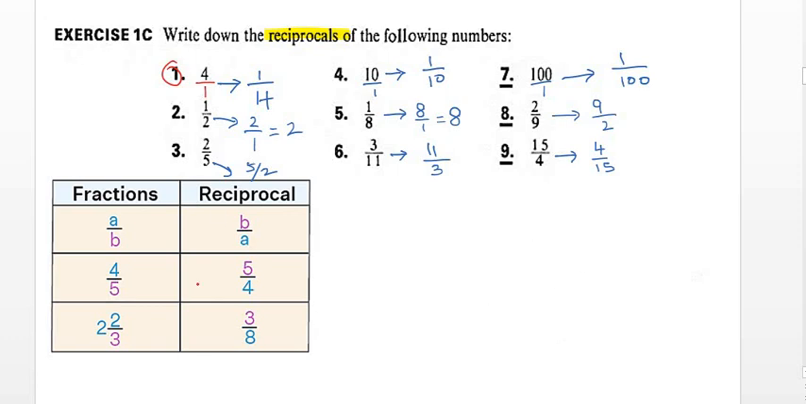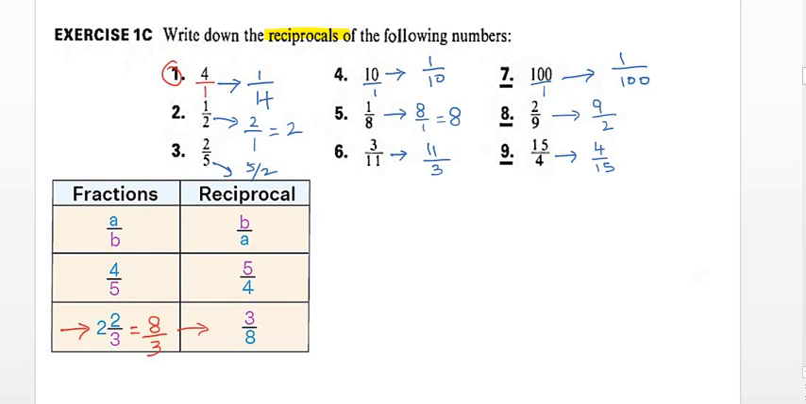If you notice this example, it says 2 and 2 out of 3, and they want you to write its reciprocal. So to get its reciprocal or its inverse, you have to first change it into an improper fraction. So 3 times 2 will be 6, 6 plus 2 will be 8. So it is actually 8 out of 3, and its reciprocal will become 3 out of 8.